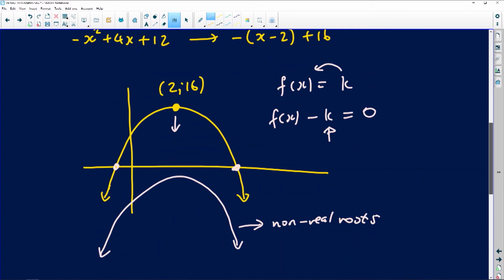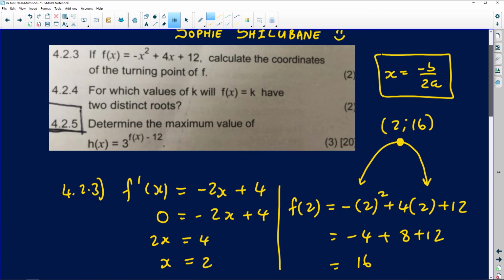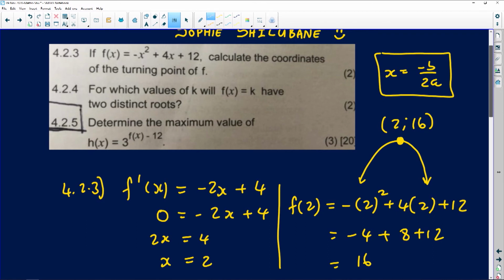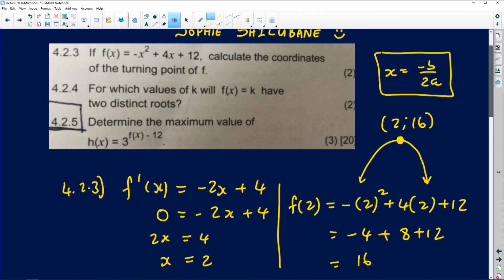In closing, the last question is a brilliant question. Determine the maximum value of k, if h of x is 3 to the power f of x minus 12. Now, in order to answer this, you just simply try and look at what is going on. They want the maximum value for h of x if h is 3 to the power of f. Now, f of x is the parabola we've been working with. You will get the highest value of h if f is at its biggest possible value. All right? What do I mean by that? So you look at the graph of h, which is this one that I'm going to box now here. That's the graph that you're looking at.